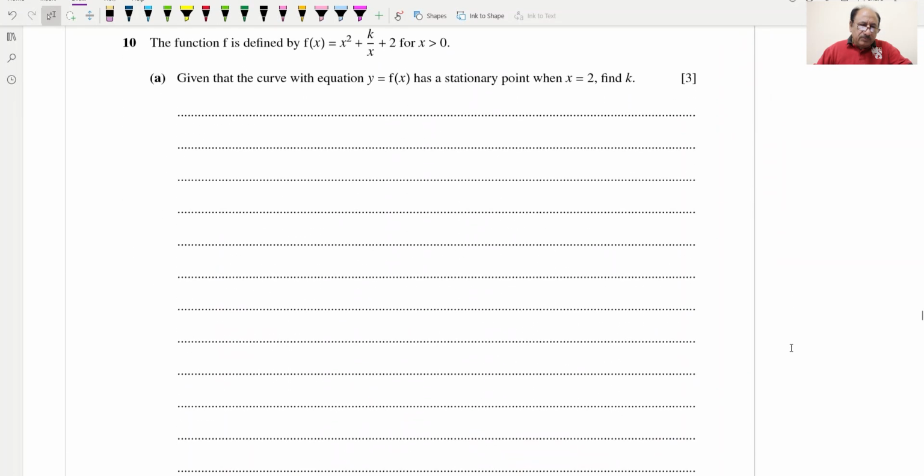We can move to question number 10, and question number 10 says the function f is defined by this one, where x is greater than 0. A part: given that the curve with equation y is equal to f of x has a stationary point when x is equal to 2, find the k value. This is a 3-mark question.